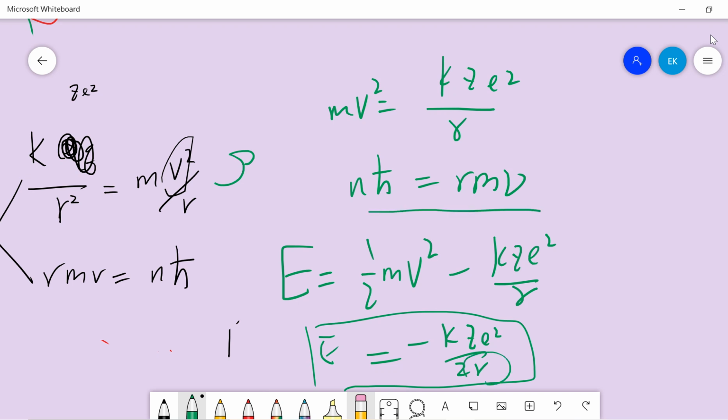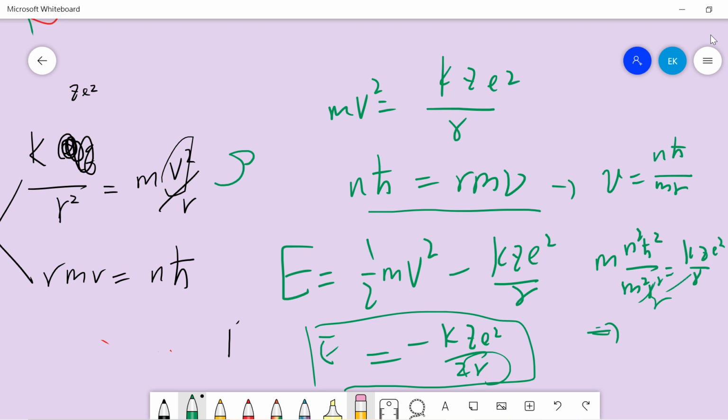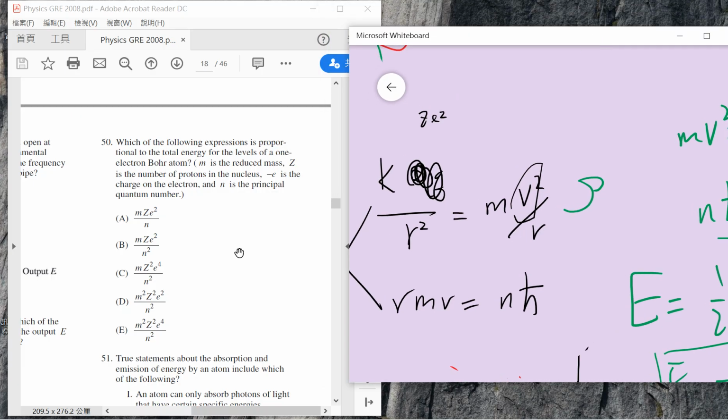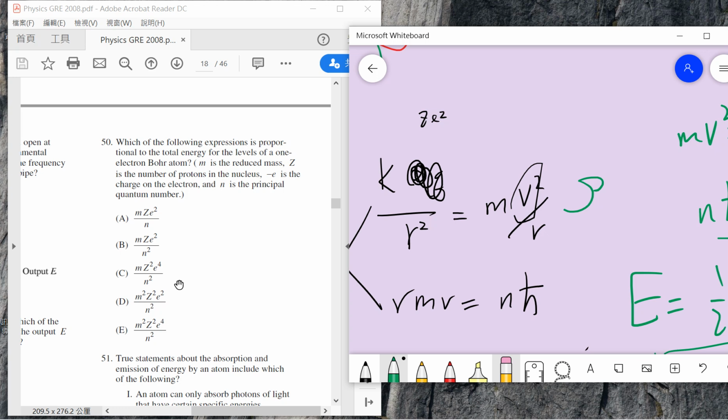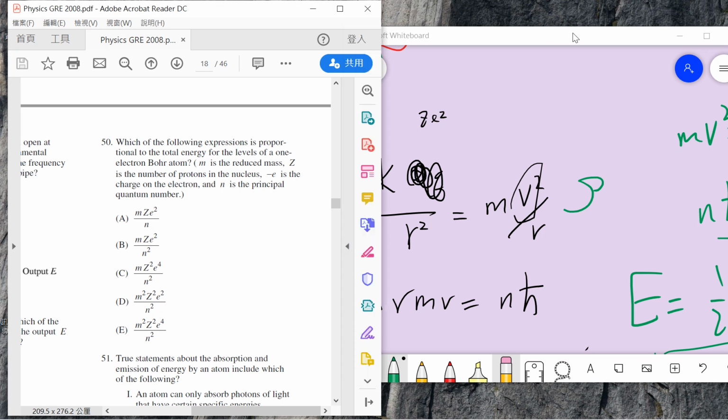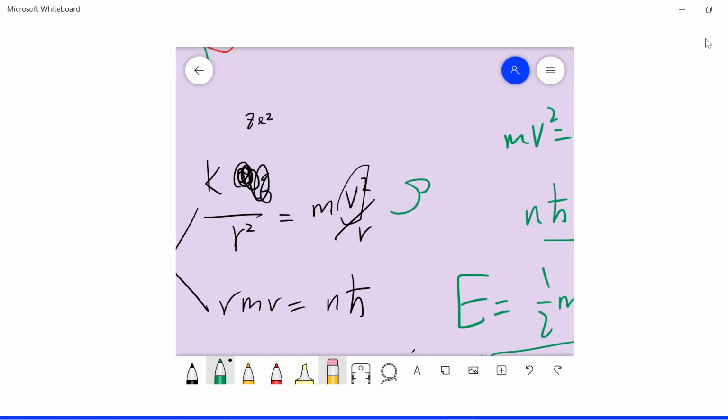So basically we can solve for r when we plug in. We plug in v equals n h bar over m r, and we have m n squared h bar squared over m squared r squared equals r over k Z e squared. And then this tells you that r is proportional to 1 over Z. So this tells you that E must be proportional to Z squared. E must be proportional to Z squared. So the only remaining answers are C, D, E. And the rest is just direct computation.